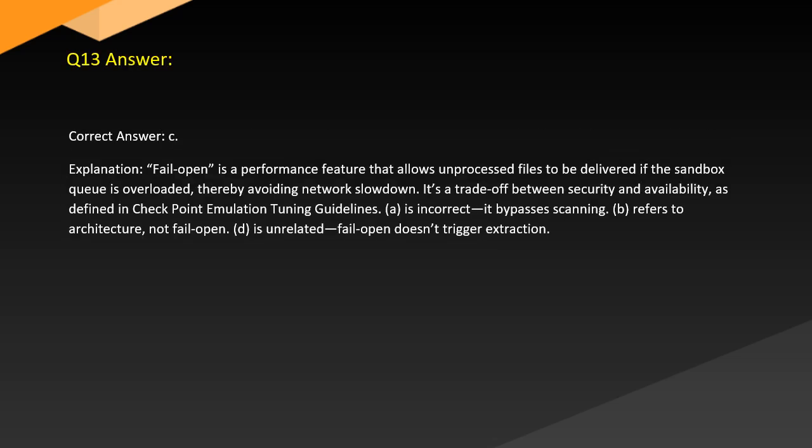Answer. Correct answer: C. Explanation: Fail open is a performance feature that allows unprocessed files to be delivered if the sandbox queue is overloaded, thereby avoiding network slowdown, as a trade-off between security and availability as defined in Check Point emulation tuning guidelines. A is incorrect. It bypasses scanning. B refers to architecture, not fail open. D is unrelated. Fail open doesn't trigger extraction.